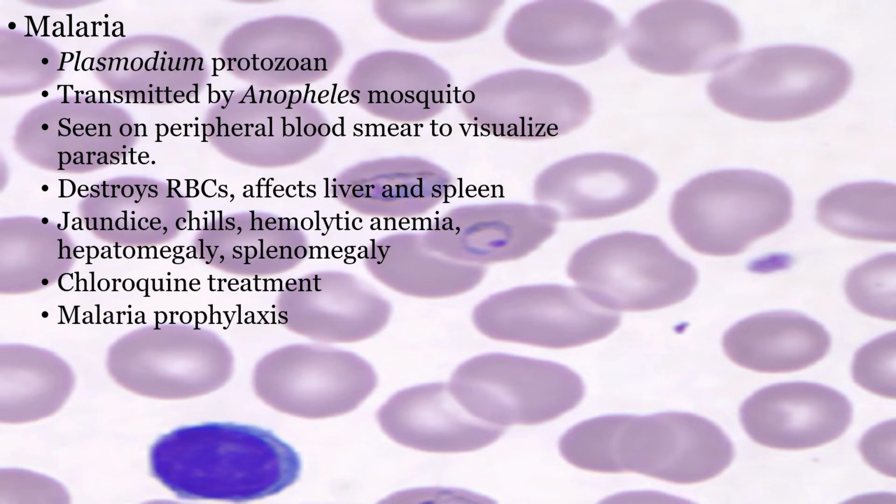Malaria is a parasitic disease causing hemolysis of the red blood cells, and it can be identified on peripheral blood smear with direct visualization of the parasites.